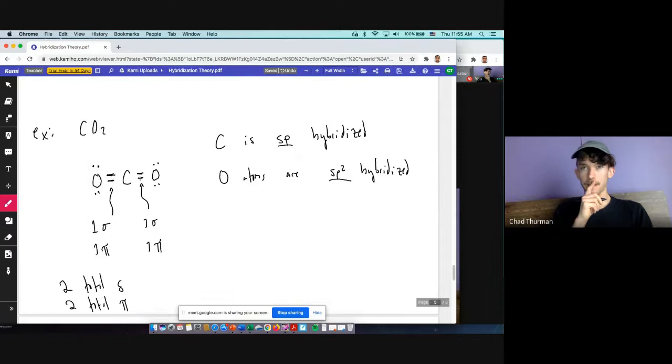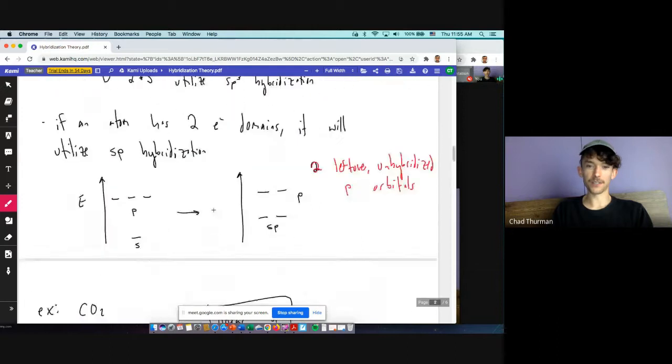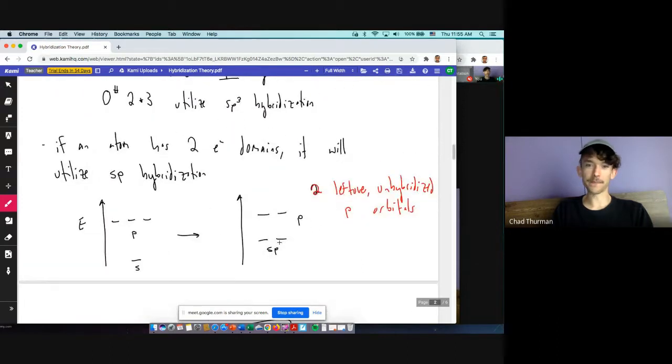Okay, should we do another one? I think you guys hopefully got it. Okay, so hopefully that was simple. I know it's a little bit abstract, like talking about, what the heck does it mean for orbitals to hybridize? It's a bit complicated. It's based on Schrodinger's wave equations and things like that. But I think that this should make pretty good sense to you.